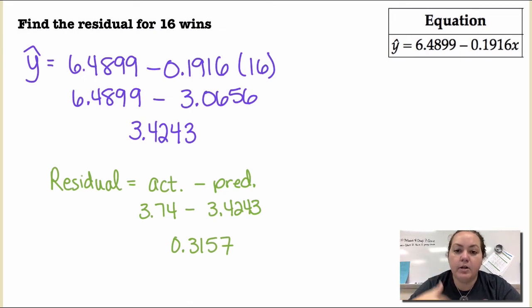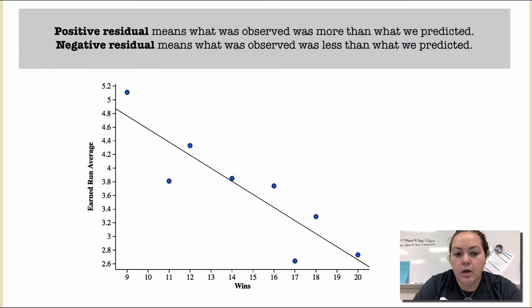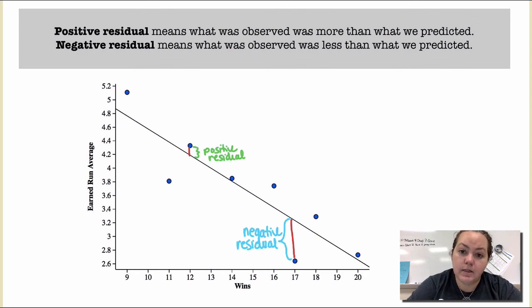This time my prediction was a little bit lower than what I actually had, and in the 11 wins example, my prediction was a little higher than what I actually had. So positive residuals mean that what was observed was more than what was predicted. Negative residuals mean that what was observed was less than what was predicted. If my dot is above my line of best fit, that has a positive residual. And if my dot is below my line of best fit, that has a negative residual.